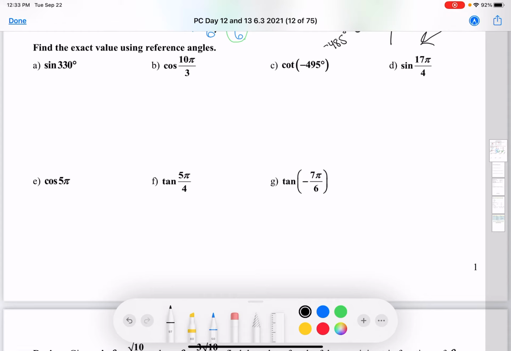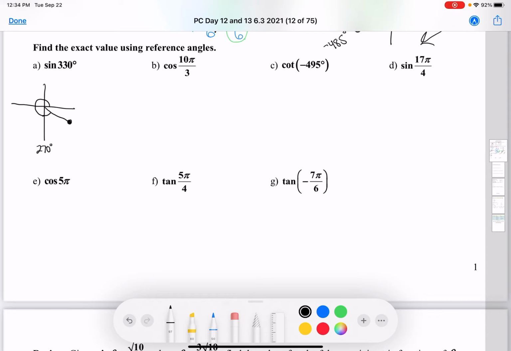So part A, we're finding sine of 330 degrees. All right, well, again, I want to find my reference angle. So 330 degrees. That means I'd be going counterclockwise since I'm positive. And I know that this right here is 270. So if I'm going to go to 330, I need to go an additional 60 degrees.